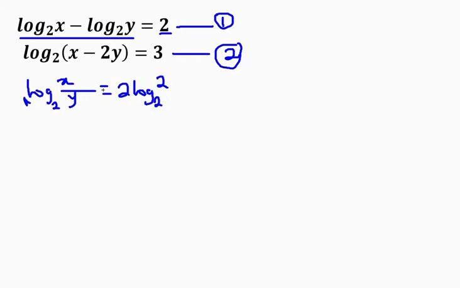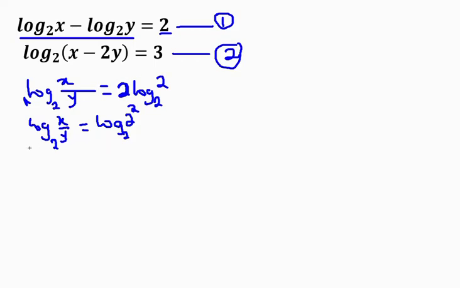So the next thing is to transform this 2 here. This 2 comes up here going by the power rule. So log x over y base 2 equals log 2 to the power of 2 base 2. Going by the power rule, a number multiplying a log comes up to become the power of the number here.